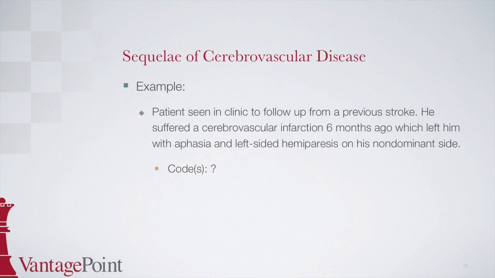Let's try a sequela example. Patient is seen in clinic to follow up from a previous stroke. He suffered a cerebrovascular infarction 6 months ago, which left him with aphasia and left-sided hemiparesis on his non-dominant side. How would you code this? Please pause the webinar to complete this example and then hit play to continue and learn the answer.